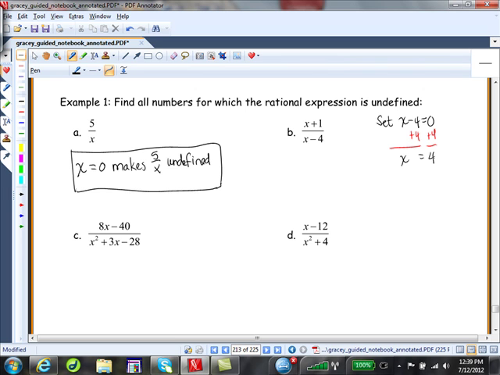So, what have we found out? We have found out the number to exclude. So let's just write it out. X equals 4 makes x plus 1 divided by x minus 4 undefined.